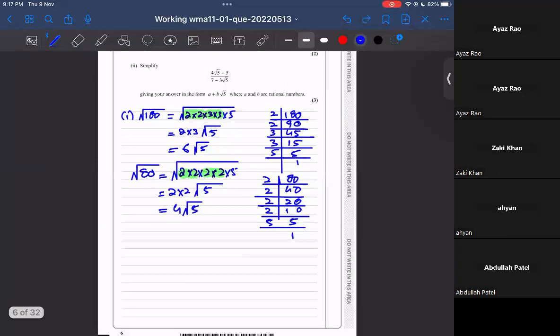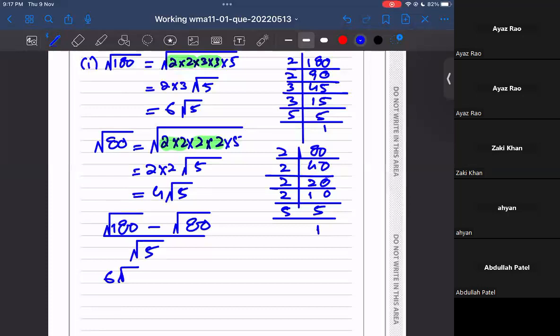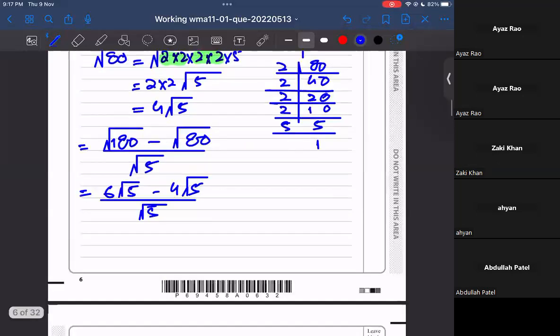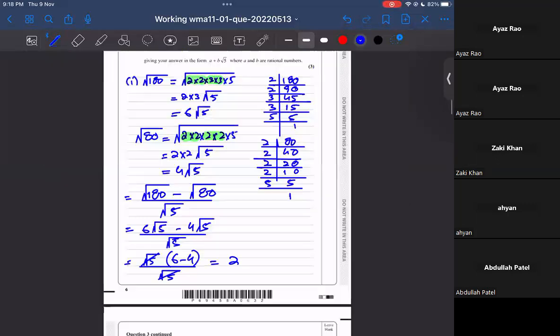At the end, what I want to write, under root 80 minus under root 180 minus under root 80 upon root 5 can be written as 6 root 5 minus 4 root 5 upon root 5. I'm going to take the common root 5 in the numerator. Root 5 से root 5 गया, 6 minus 2 minus 4 कितना हो गया 2. So yes, we got the integer after simplification. ये हमारे पास बड़ा integer निकल कर आ गया.